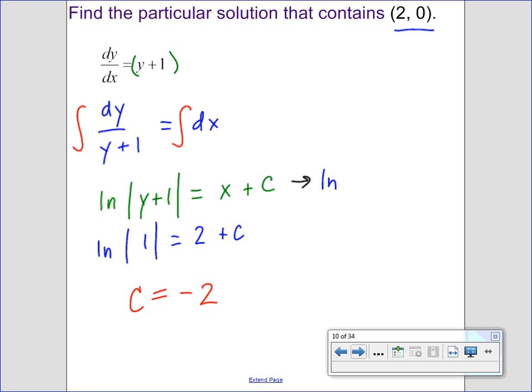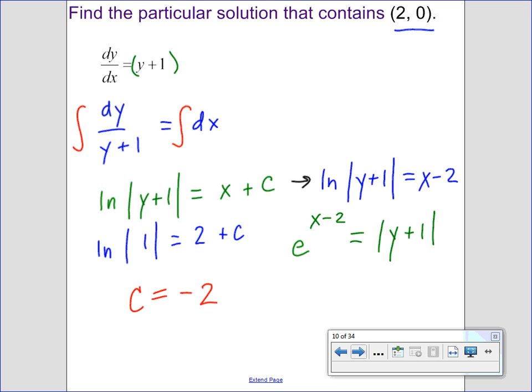natural log of absolute value of y plus 1 equals x minus 2. We can solve for y by undoing the natural log. What's the inverse of natural log? E to the, right? We can exponentiate. That is, rewrite into the form base to the, in this case, e to the x minus 2 equals absolute value of y plus 1.